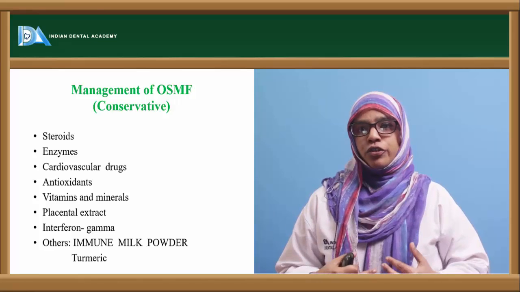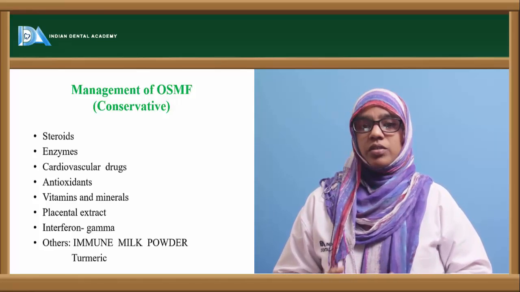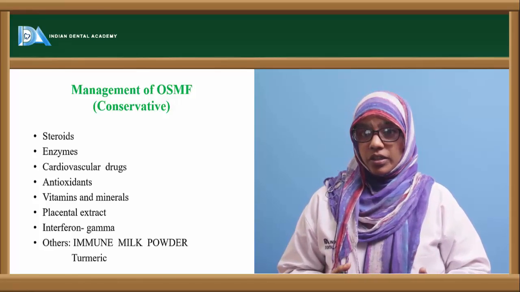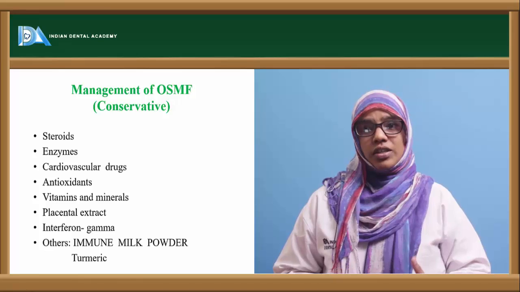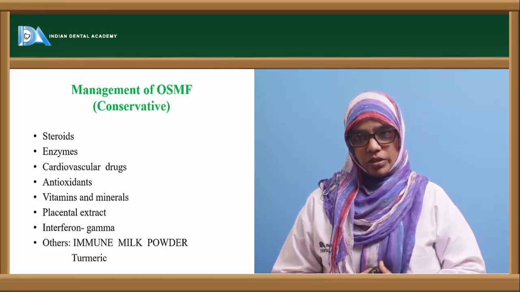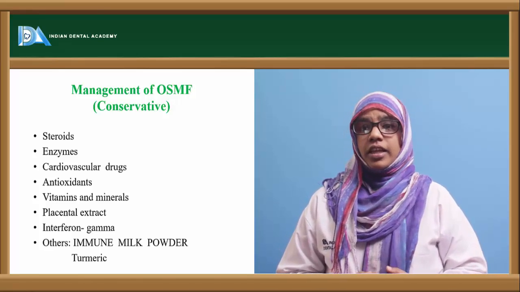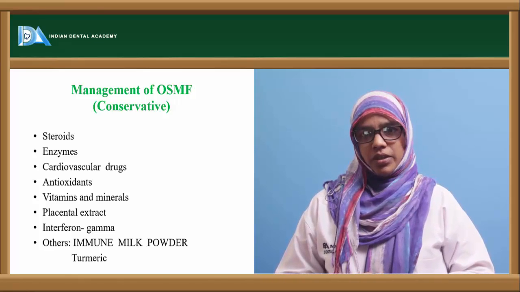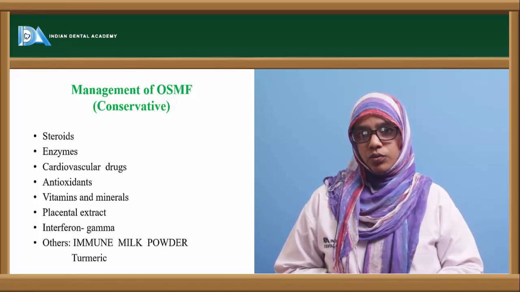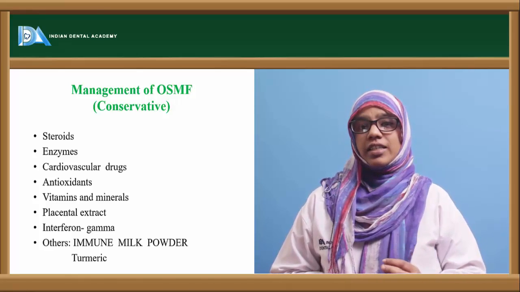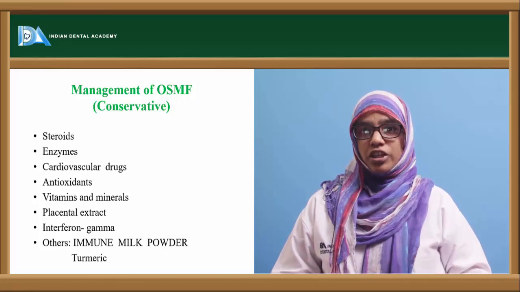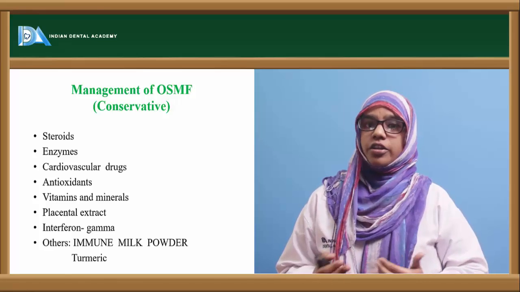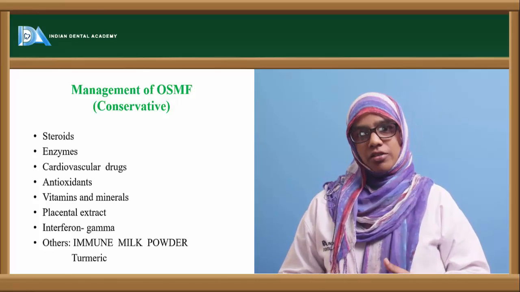The other things that you could use are antioxidants and vitamins and minerals like vitamin A, vitamin E, carotenoids. Lycopene can be used as an antioxidant to decrease the free radicals and decrease the fibrous formation. Then comes the use of placental extract, the aqueous human placental extract. Now this has the property of stimulation and regeneration. It causes regeneration of the altered mucosa. So you could use placental extract.